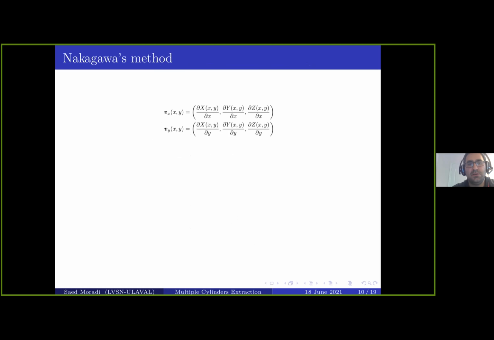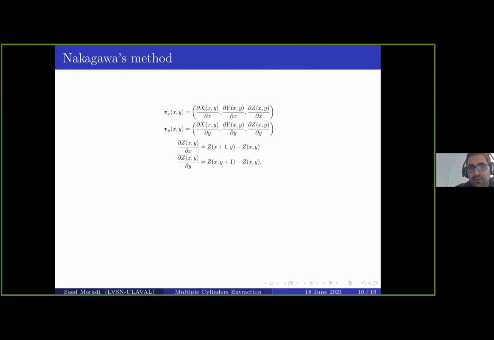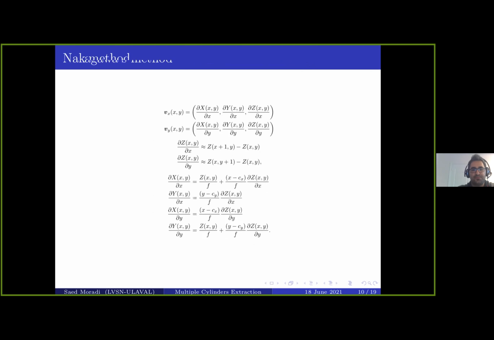The third method, proposed by Nakagawa, uses the same approach, but the problem with their method is that in the first step, they use an approximation for the partial derivative. The approximation propagates until the end and results in a low quality normal estimation.